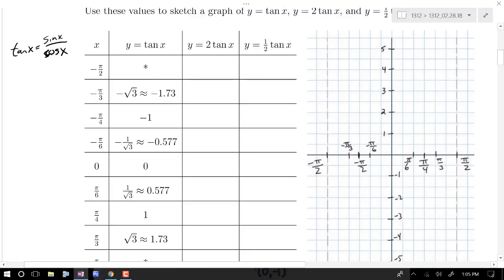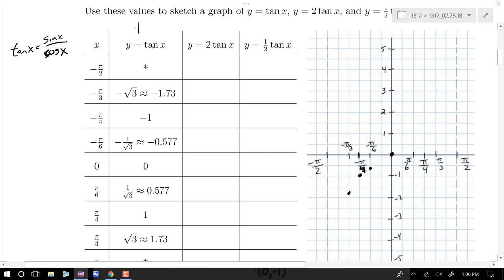Then at negative pi over 3, we're at negative root 3, which is about negative 1.73. So that is, I don't know, maybe about there. At negative pi over 4, and I wrote pi over 2 here in the notes, but that should definitely be a pi over 4, the value of tangent is negative 1. At negative pi over 6, it's negative 1 over root 3, which is a little beyond negative a half, maybe right there. At 0, we're at 0.